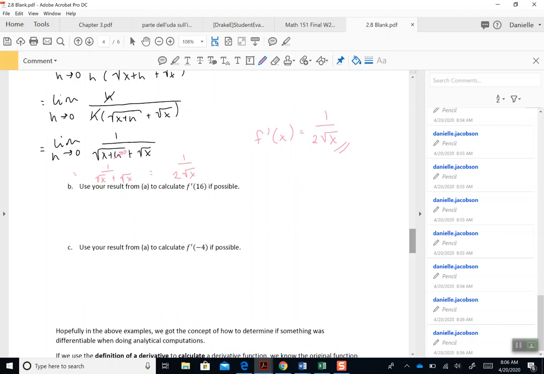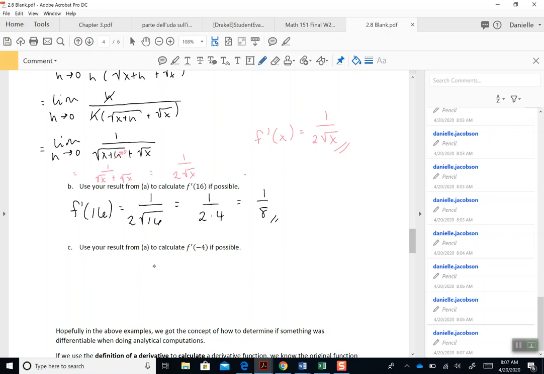All right, now following up with that, it says use your result from A to calculate f prime of 16 if possible. All right, let's see if it's possible. So we have f prime of 16 is equivalent to 1 over 2 times root 16. That is 1 over 2 times 4. Therefore, we have 1 over 8. We can see that's absolutely possible. We were able to run it through. Good to go.